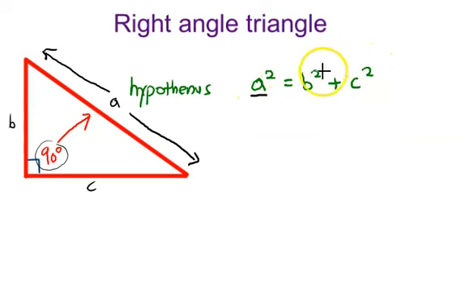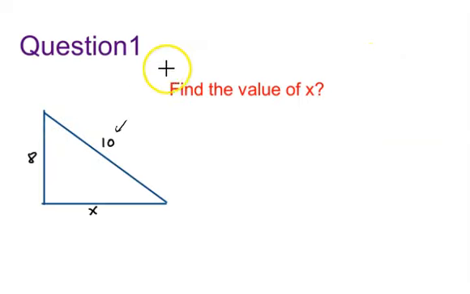So now let us try with the first question. Okay, this is question 1. They already give us the hypotenuse value, and this is a 90 degrees. This is 8 centimeter, and this is x. So we have to find the x value. Now we're just going to use the formula for Pythagoras theorem: A square equals B square plus C square.